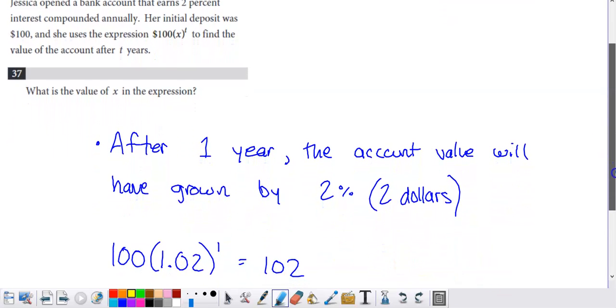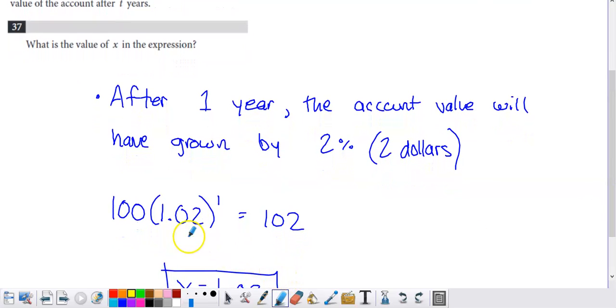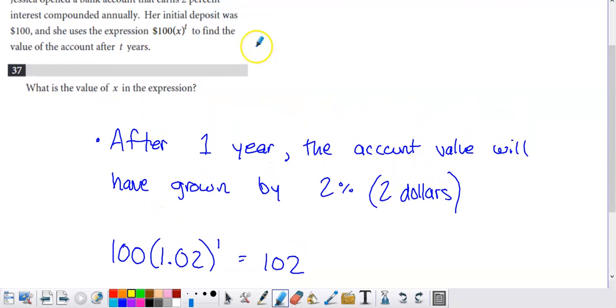So what I did is, if you think about setting up a little equation here, 100 in place of, well, I guess we didn't have to put 100 in place of anything. It's already there for us. So I've got the 100 here. I do have 1 going in place of the t. I know that that's going to equal 102. If I solve this equation for x, I'm going to see that x is going to be equal to 1.02.